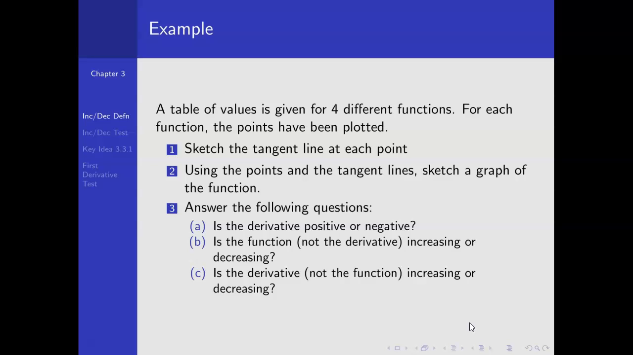We're going to talk about whether the derivative is positive or negative. We can figure that out from the table of values. We're going to figure out if the function is increasing or decreasing. Again, we could figure that out from the table of values, but it's easy to see from the graph as well once we've got that sketched. And then we're going to figure out whether the derivative is increasing or decreasing. Again, we can look at the table of values for that.